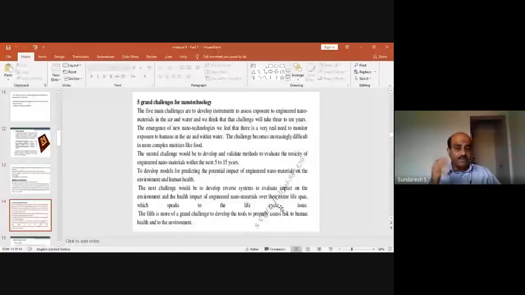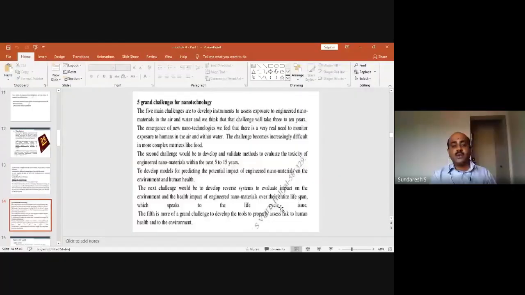Five grand challenges of nanotechnology. The five main challenges, quickly I will just give you. The first is to develop instruments to assess exposure to engineered nanomaterials in the air and water, and we think that this challenge will take 3 to 10 years. With the emergence of new nanotechnologies, we feel that there is a very real need to monitor exposure to humans in the air and within the water. The challenge becomes increasingly difficult for more complex matters. So the first important thing is that we need to monitor the engineered nanomaterials in the air and water. And the most difficult challenge is complex matrices like food.